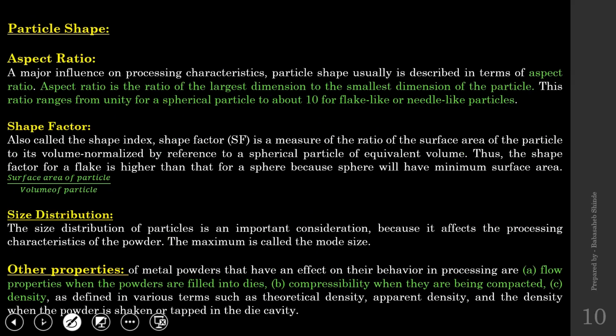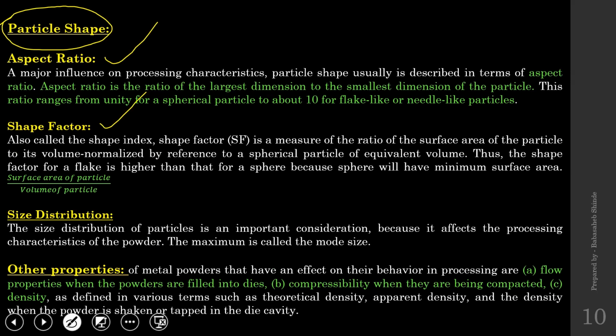Now today we are going to begin with particle shape. We were about to start this one, so today we'll continue with this point, particle shape. There are two characteristics that are associated with particle shape. The first one is called the aspect ratio, and the second one is called the shape factor.